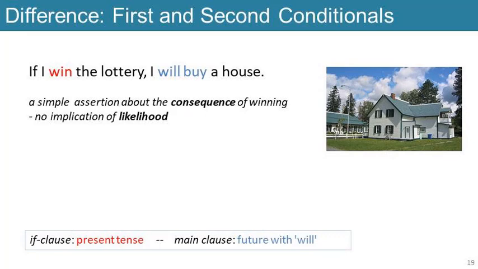To understand another subtle difference in the two meanings and usages, let's look at the lottery example. The first conditional statement, "If I win the lottery, I will buy a house," is a simple assertion about the consequence of winning. There is no implication that the speaker is thinking about the likelihood of winning.